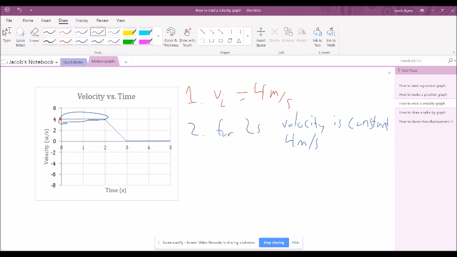Our third section here, we see that it has a slope, which means it's no longer constant velocity, it is changing. The slope here is negative, which means my acceleration is negative. Because my velocity is positive and my acceleration is negative, that means I am also slowing down. So from 2 seconds to 3 seconds, you are still moving forward. Even though your line is sloping downwards, all of those velocities are positive, right?